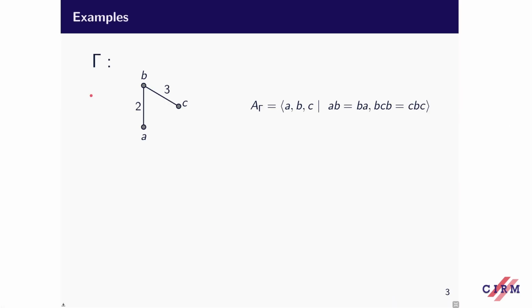So here's my defining graph. I have 3 generators because I have 3 vertices. Here are my 3 generators right here, A, B, and C. And the edge labeled 2 is giving me a commuting relation between A and B. And the edge labeled 3 is giving me this relation that's called a braid relation, this BCB equals CBC relation. And there's no edge between A and C here, so there's no relation between A and C.